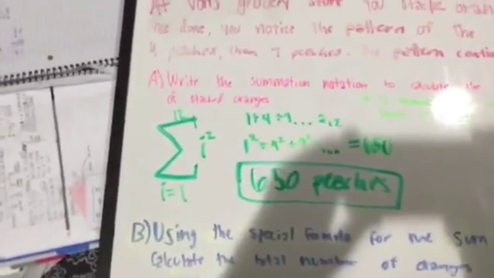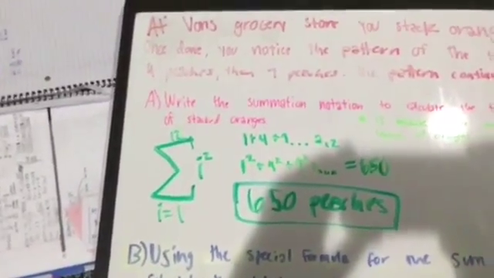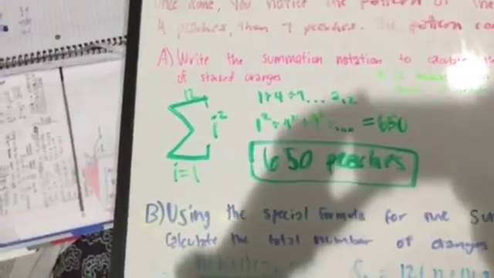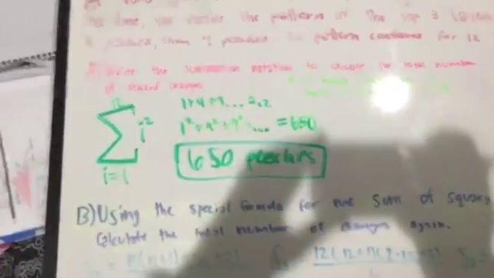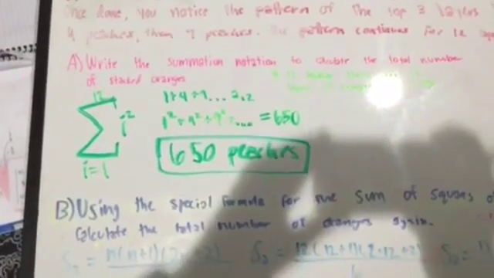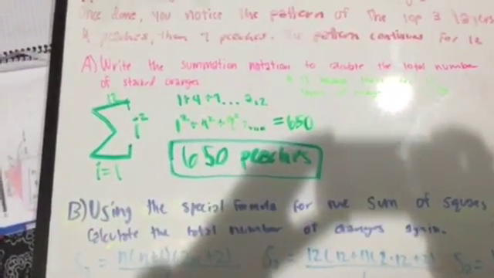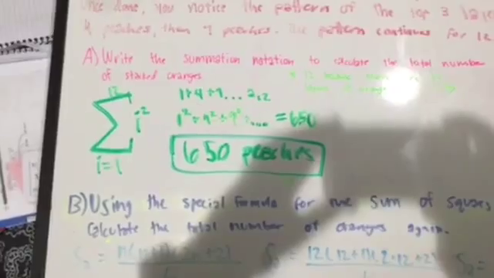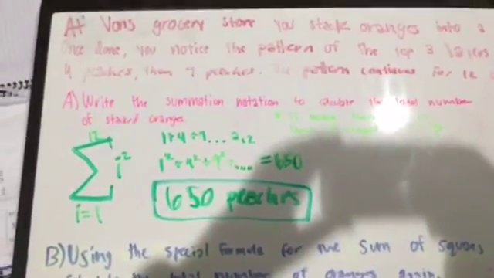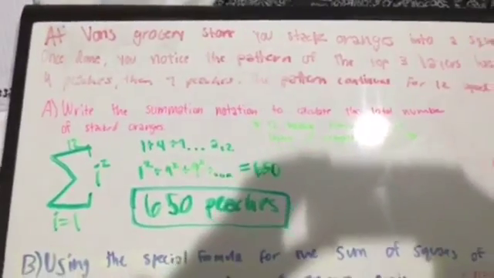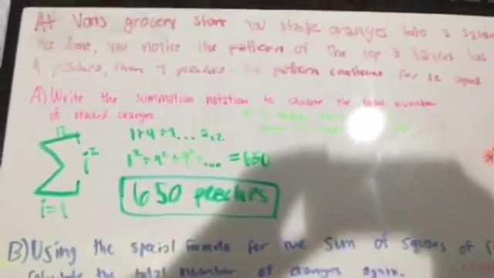So what we did was, we got the sigma, put the 12 on top because that was how many layers of oranges there were, made i equal to 1, and then put i squared. So we did 1 plus 4 plus 9. How we got that was there was 1 orange in the first row, 4 in the next, 9 in the third, and so on and so forth until we got to 12. So we did 1 squared, plus 2 squared, plus 3 squared, and so on, and we ended up with 650 peaches.